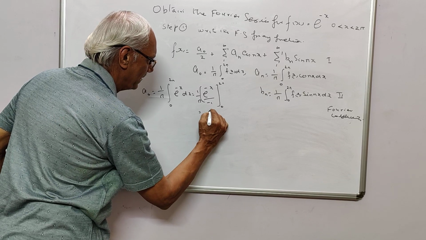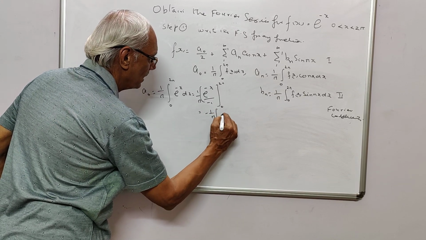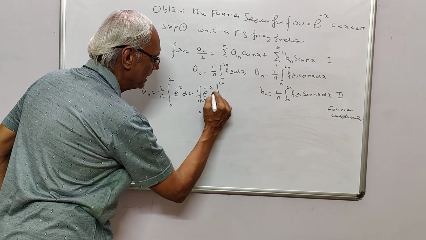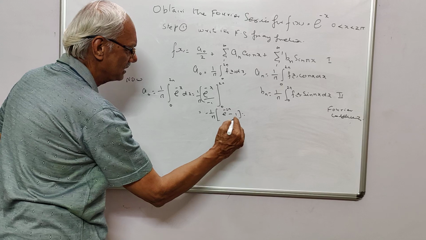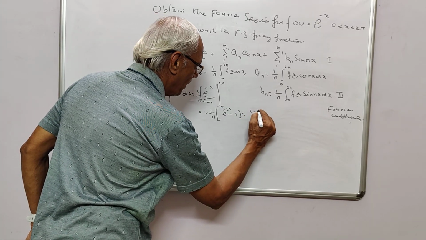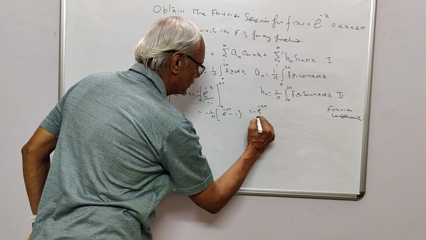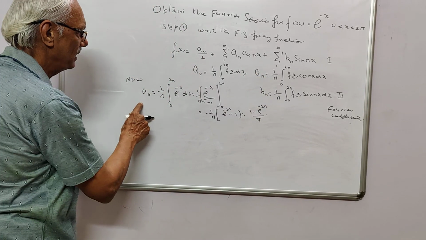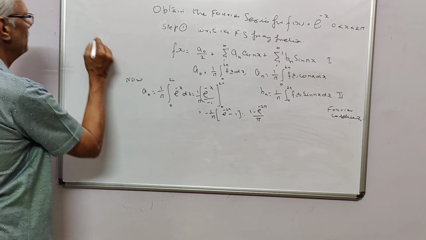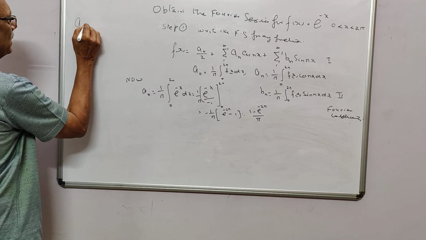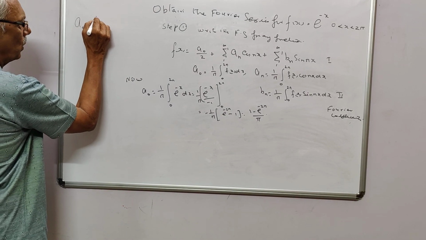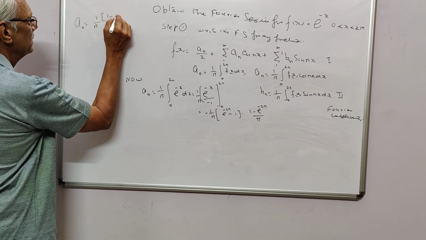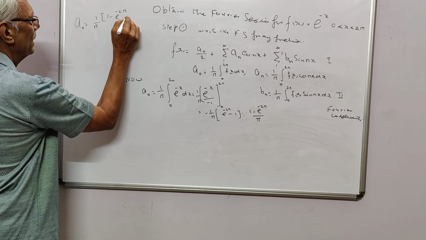Take this minus 1 outside: it is e to the power of minus x at the first limit, then minus e to the power of 0, which is 1. So this is equal to 1 minus e to the power of minus 2 pi, divided by pi. So we have got the first coefficient a naught: a naught is equal to 1 by pi within brackets 1 minus e to the power of minus 2 pi.